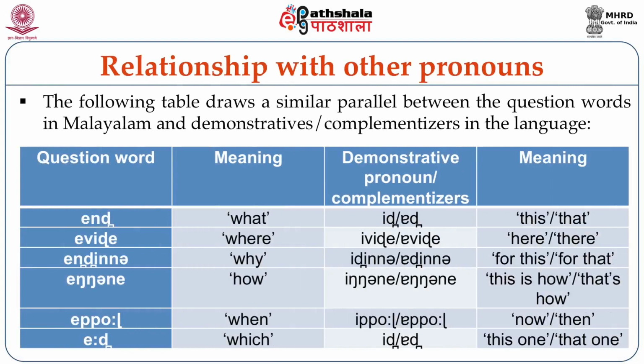Is this a phenomenon that you find only in English? Not at all. Now look at the table that appears on your screen, which draws a similar parallel between the question words in Malayalam and demonstratives or complementizers in the same language. So we have the parallels, though not exactly the same as in English, but you can very clearly see the phonological connection. So the question word is end, which means what. The demonstrative pronoun is id or other, meaning this or that. The question word is evide, meaning where, and the demonstrative pronoun is ivide or avide, meaning here or there.